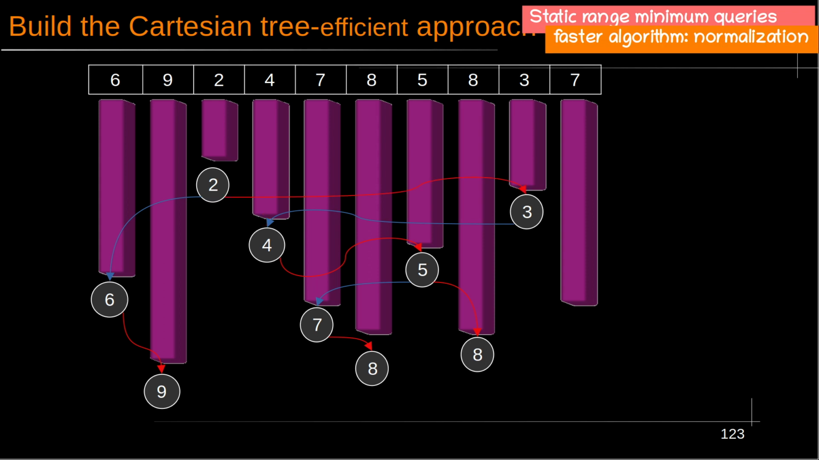Okay. We go to 7. 7 here is greater than 3, so we say that 7 is the right subtree of 3. This is the mechanism of this efficient approach to build this Cartesian tree. Of course, we will make more examples and we will see the code and how to execute the code manually.